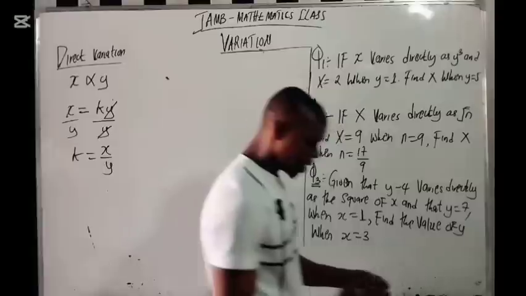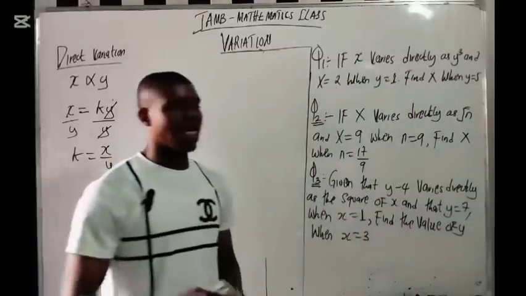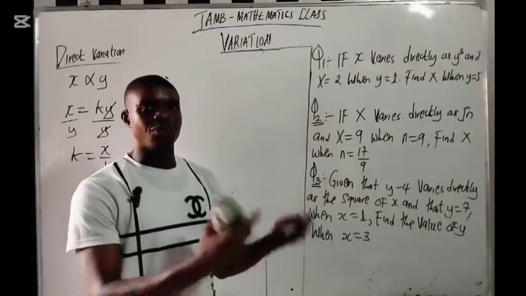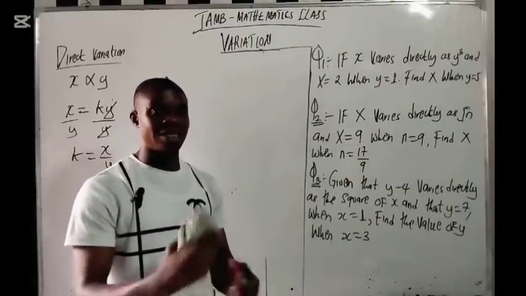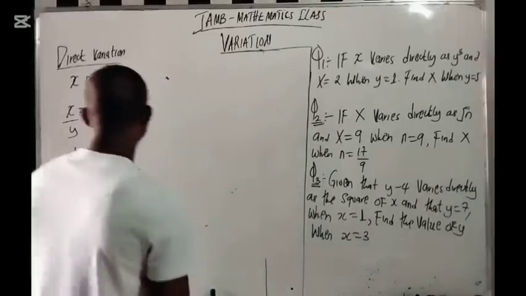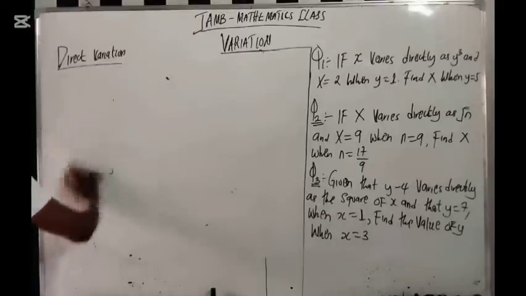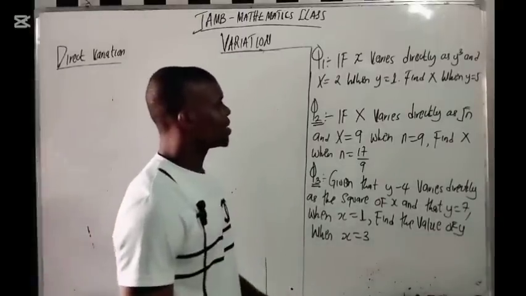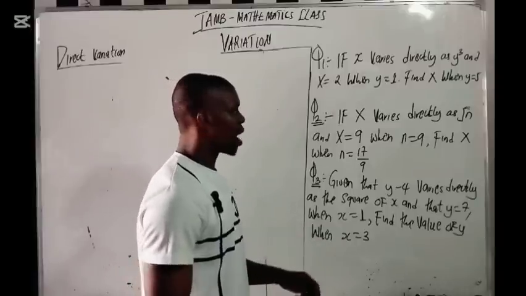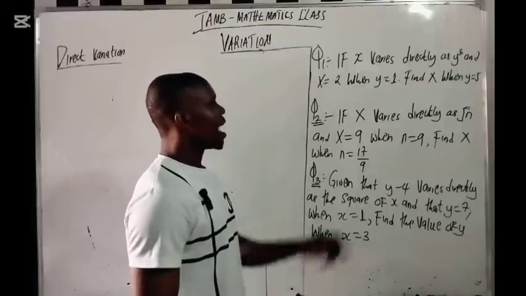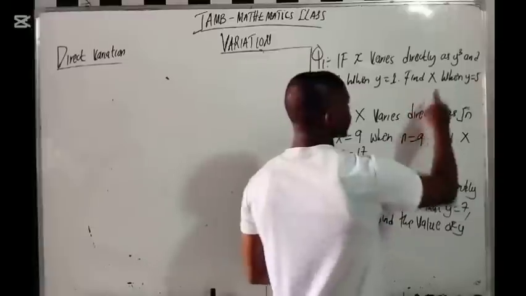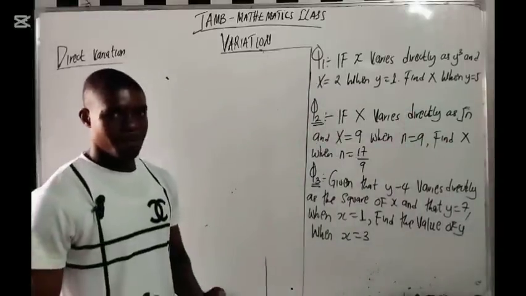We have 3 different questions here. I'm going to solve each of the questions, then change the values, so that you're able to follow the method I've used and then just change values and solve. That's how you master it. Let's look at the first one: if x varies directly as y raised to 3, the cube of y, and x equals 2 when y equals 1, find x when y equals 5.